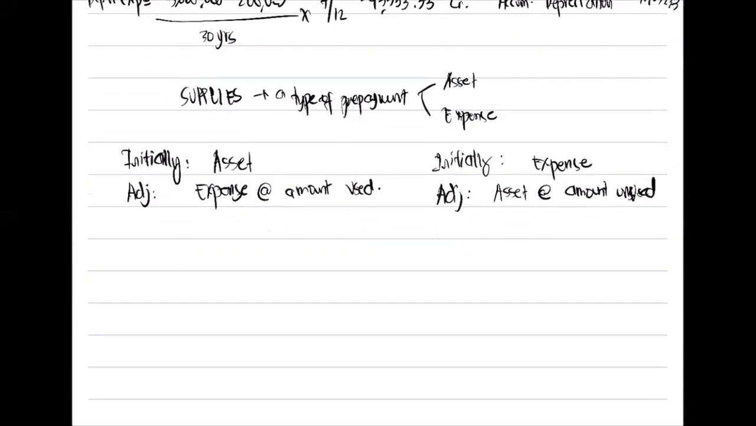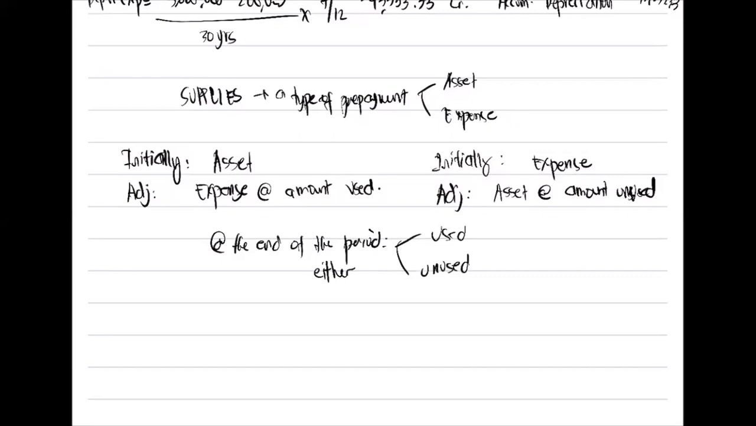Okay, so at the end of the period, the problems will only provide you what is the amount used or unused. So given yan, either used or unused. Yun yung ibibigay ng problem. So initially, you can record it as an asset, adjusting mo, expense at amount used. Initially, you can record it as an expense, adjusting mo, you record an asset at amount unused.